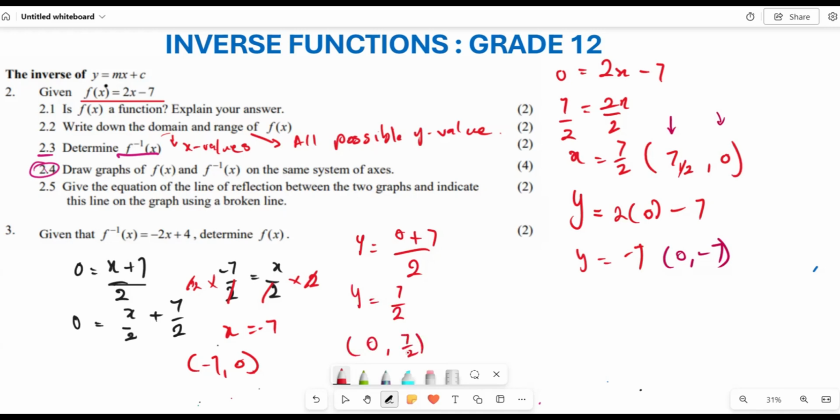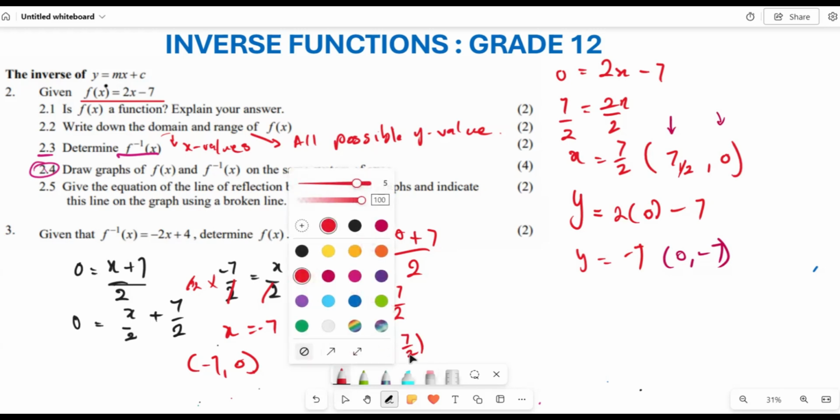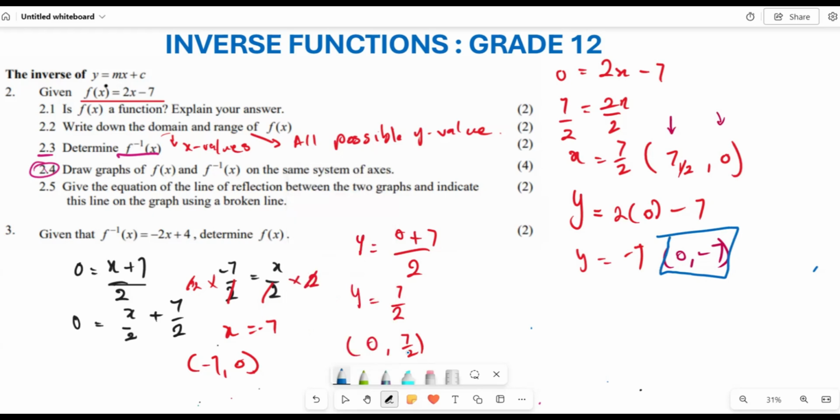Now, I want you to look at these coordinates and see whether this isn't the same thing that I said, right? Can you see that for the straight line function, it was (0, -7), but now for our inverse function, it's (-7, 0), right? Even here, this is 7 over 2 and 0.